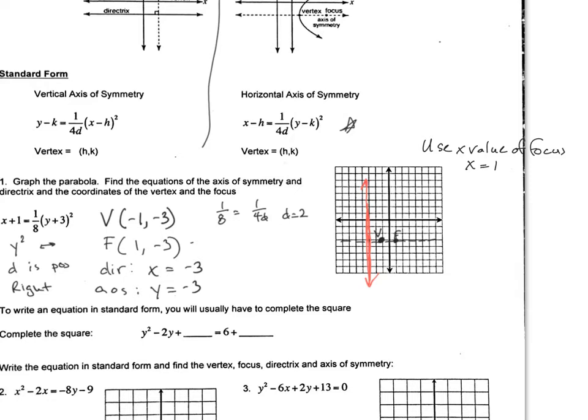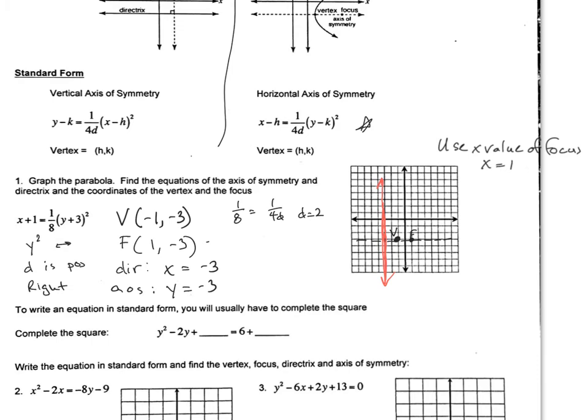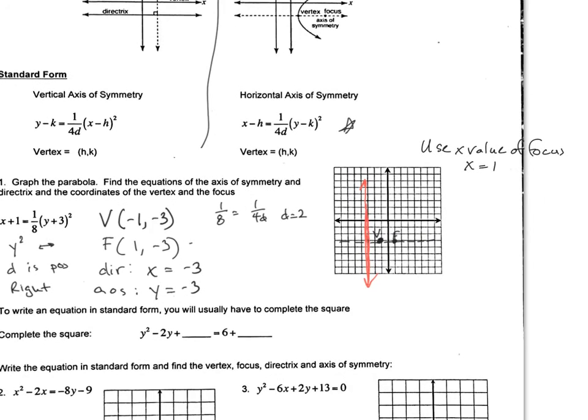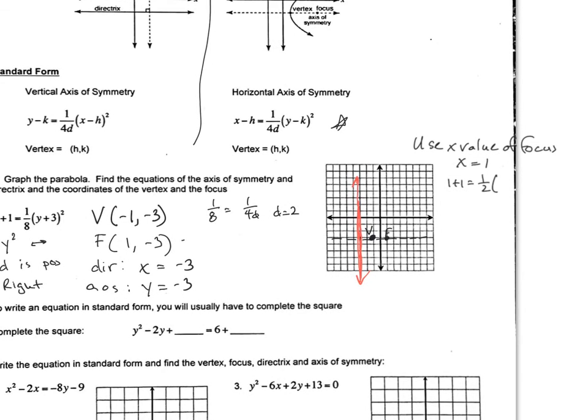You go back to the original equation and plug 1 into that equation. Remember, it's x equals 1, so 1 goes in there for x. So x plus 1, so 1 plus 1 is equal to 1/8, and then we just have y plus 3 quantity squared. So 2 is equal to 1/2 times y plus 3 quantity squared. Oh, I forgot my d. It's 1 over d.